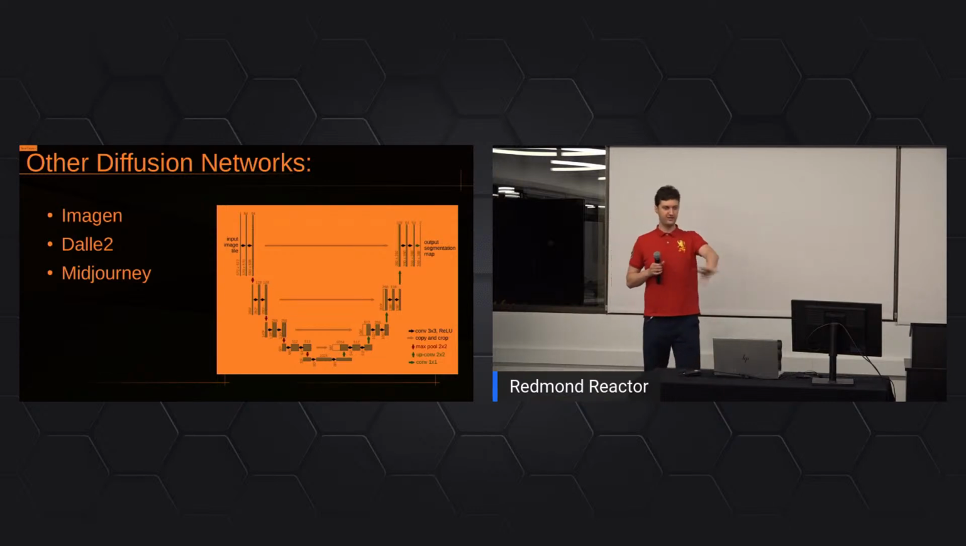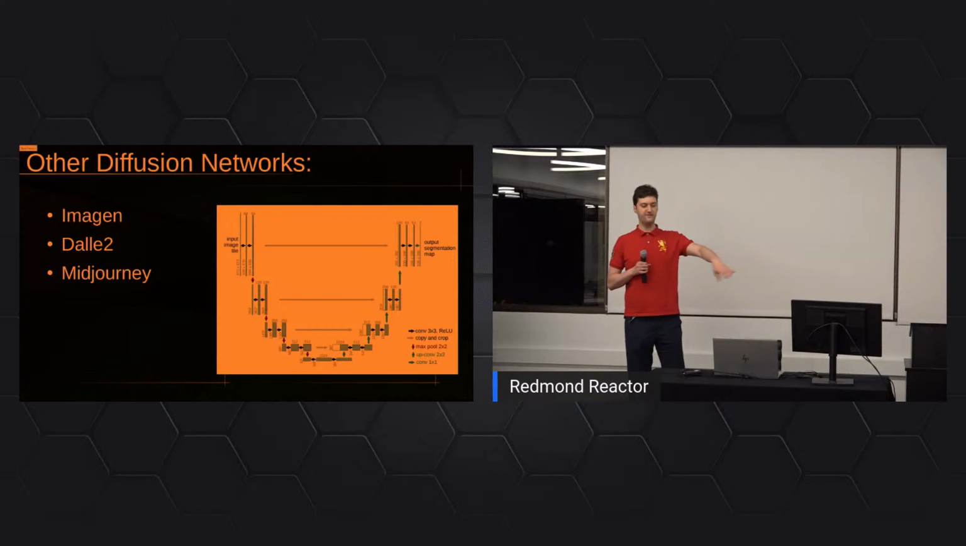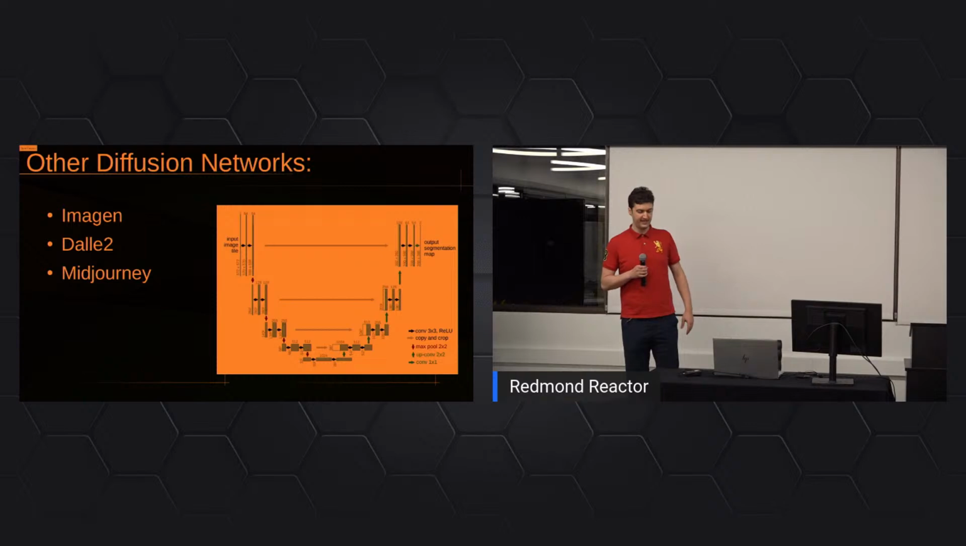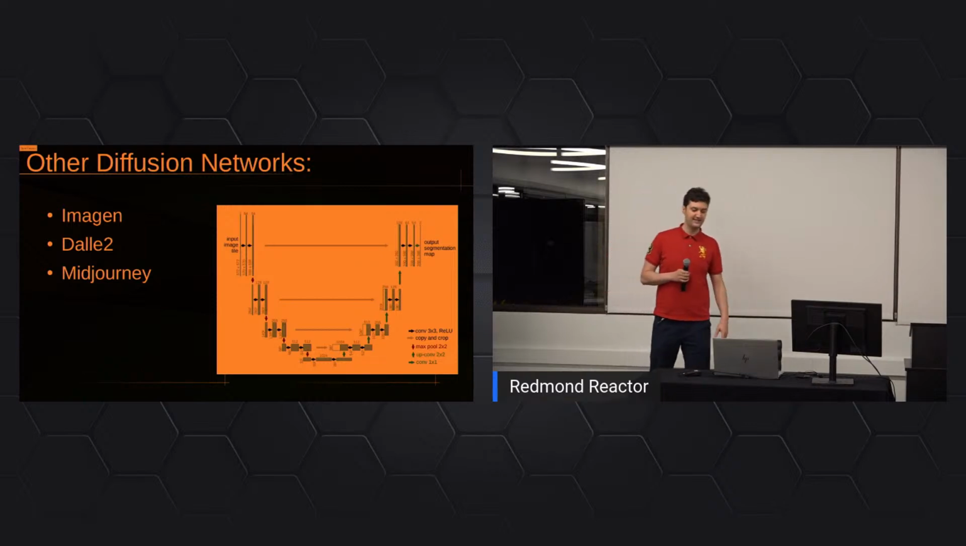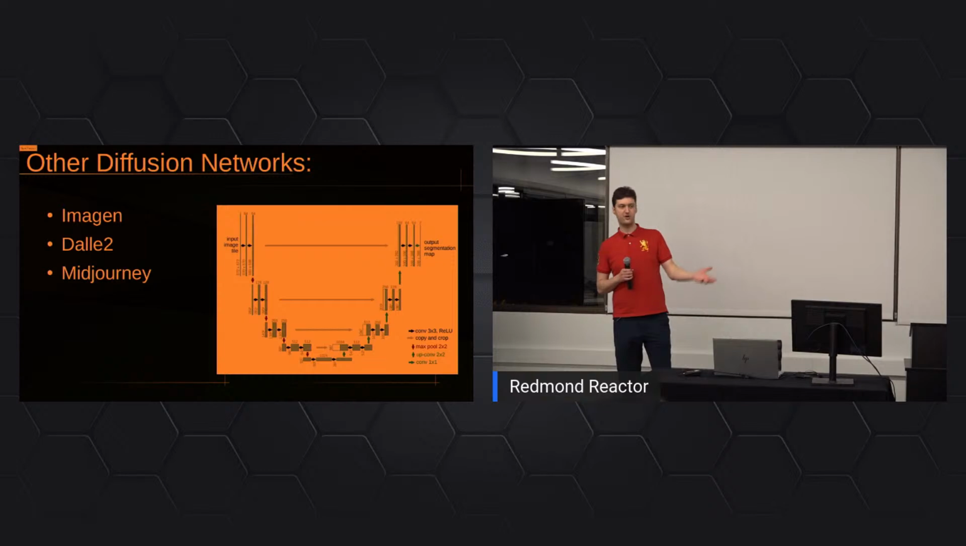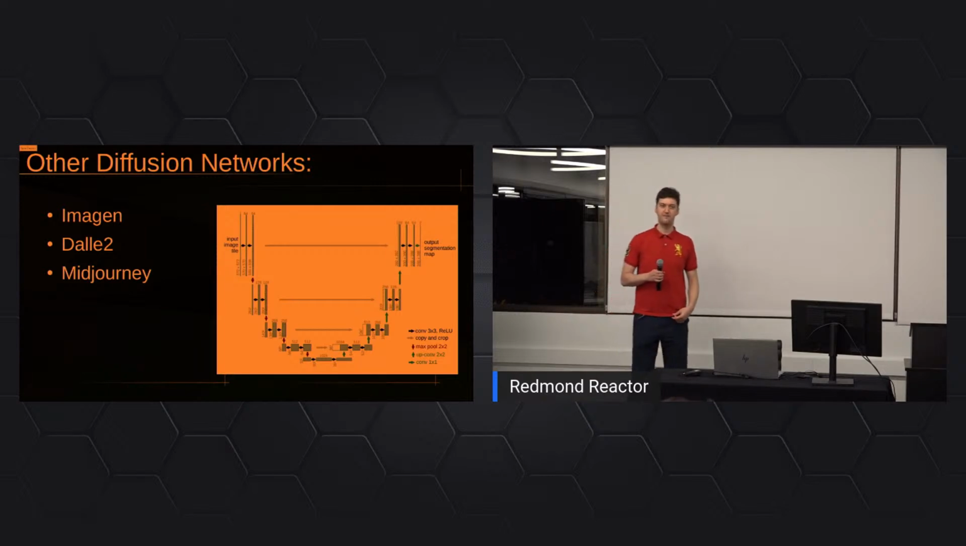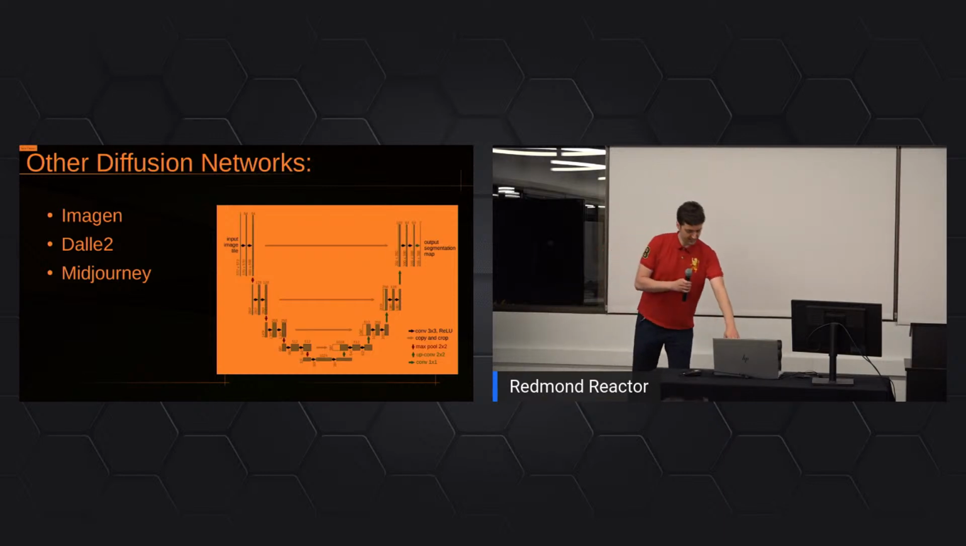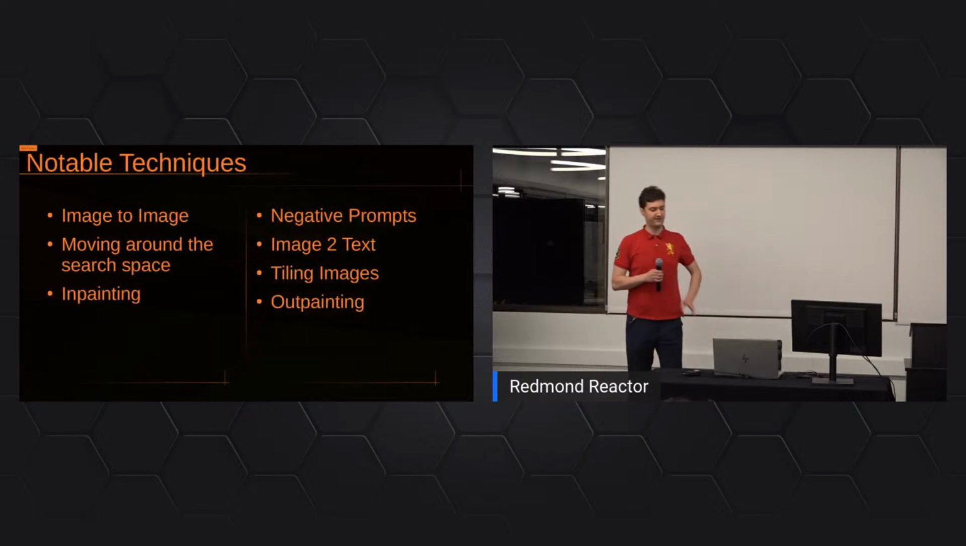Other diffusion networks we're not going to touch on too much, but Imagen is one by Google that, as I mentioned, is a cascade diffusion model. Google is funding it, obviously, so it's been getting a lot of work and a lot of money poured into it. DALL-E 2, in many ways, kicked off this whole craze of the generative image models, and Midjourney is another interesting model. I believe that DALL-E 2 is also a cascade diffusion, and that Midjourney is latent diffusion, but I am not certain about that.